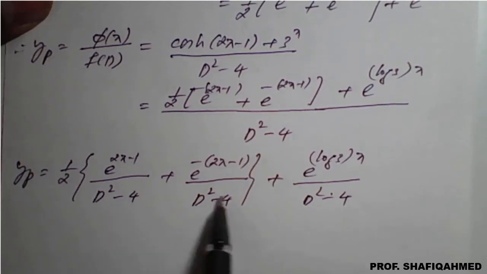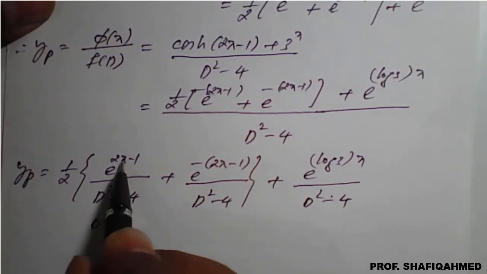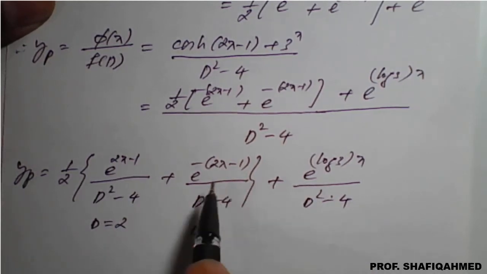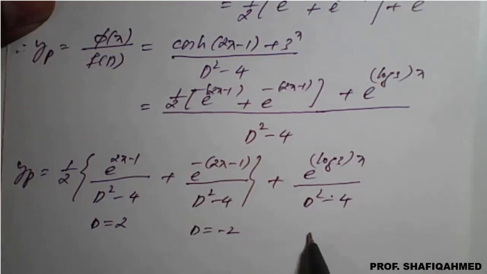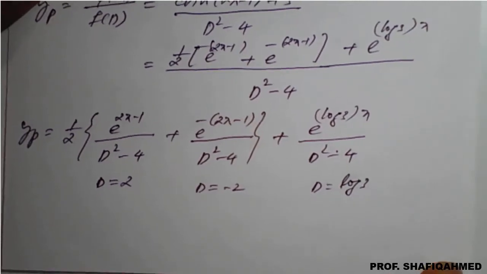Now we have three terms here. So here d will be replaced by the coefficient of x, which is 2. Here d will be replaced by the coefficient of x, which is minus 2, and here d will be replaced by log of 3. So this is very important. Each term has a different d, so we have to find yp in that way only.